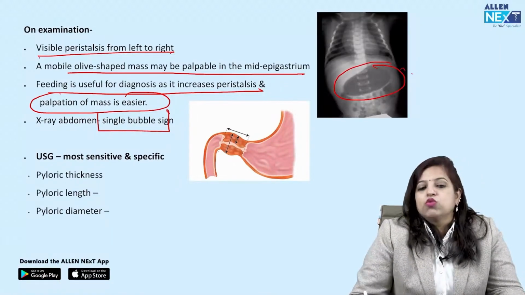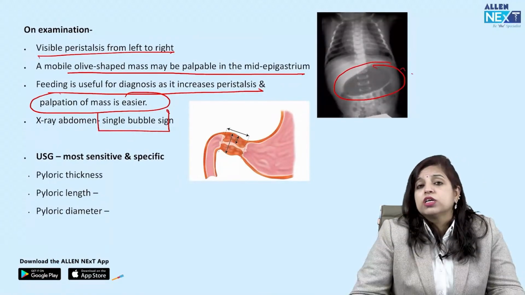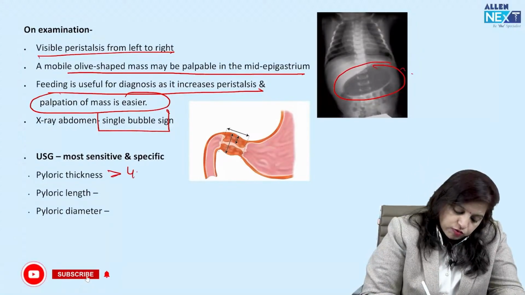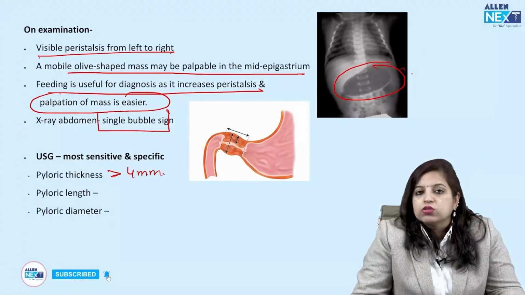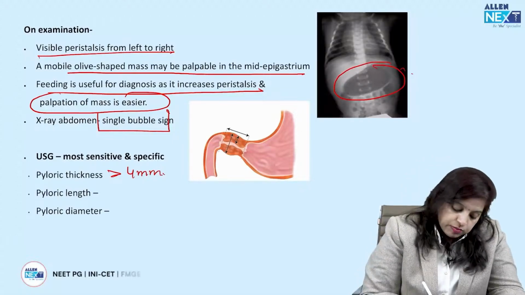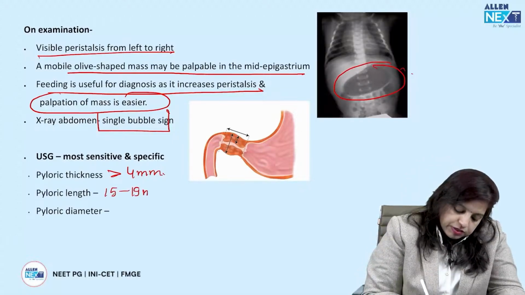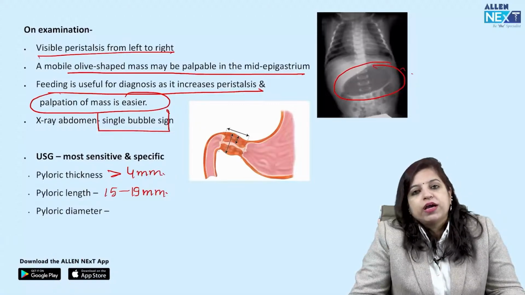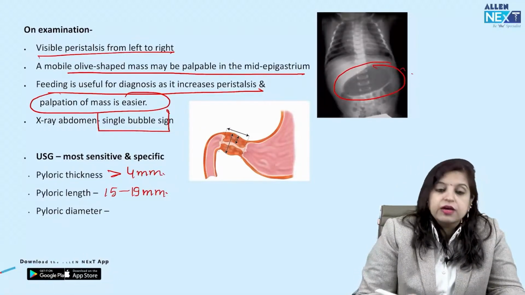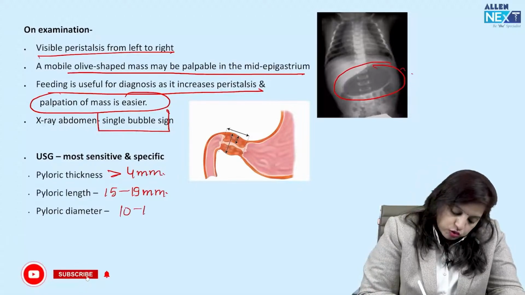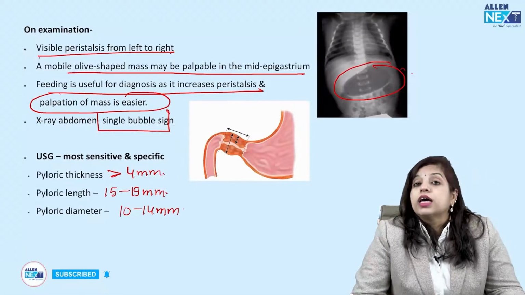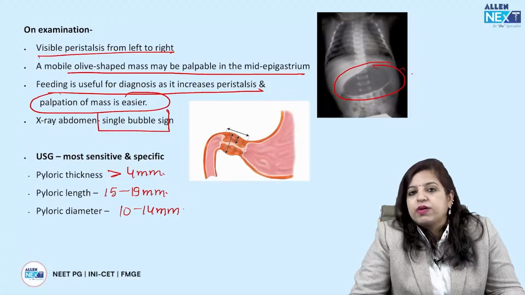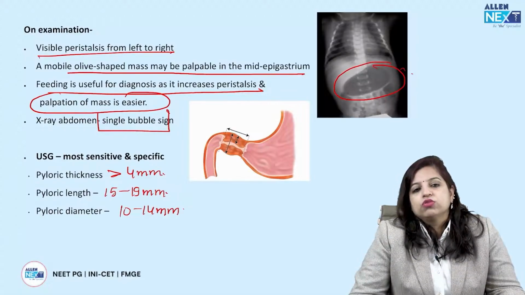And ultrasound is the most sensitive and specific. Why? Because if you see a pyloric thickness more than 4 millimeter, it is diagnostic. If the pyloric length is between 15 to 19 millimeter, it is again diagnostic of idiopathic hypertrophic pyloric stenosis. If the pyloric diameter is between 10 to 14 millimeter, this is again diagnostic of hypertrophic pyloric stenosis. So, therefore, this is most diagnosed.